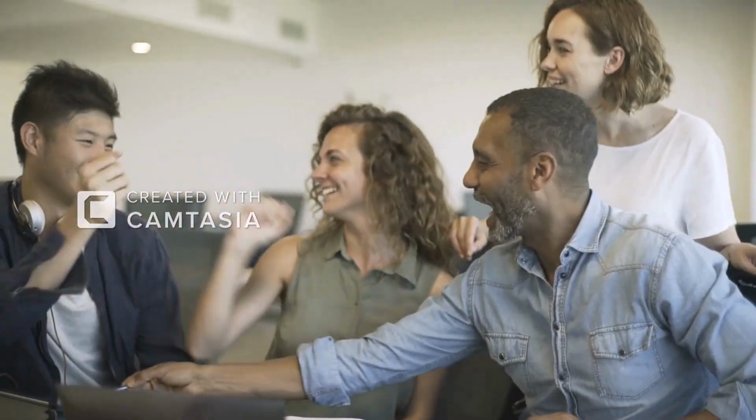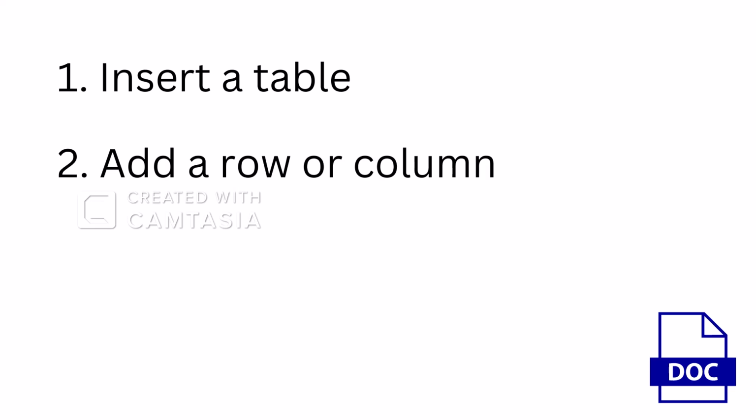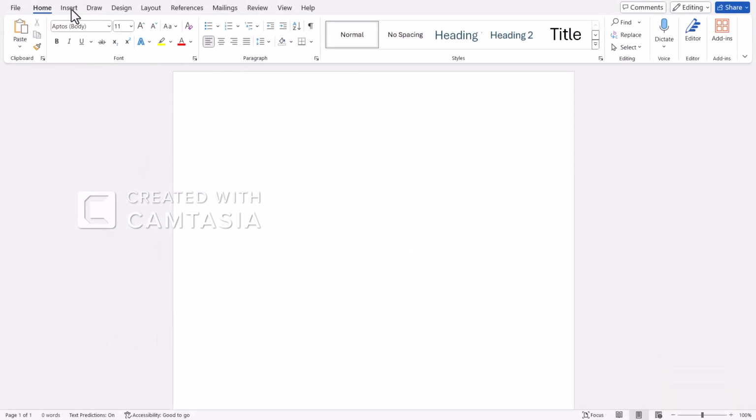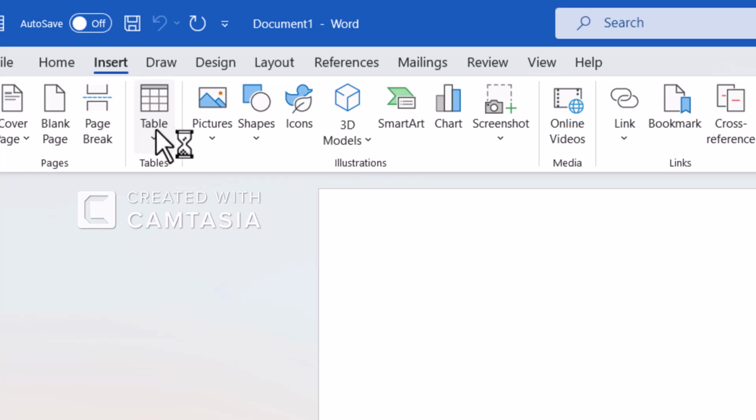This video will cover the following topics: how to insert a table into your Microsoft Word document, add a row or column into the table, delete a row or column from the table, and lastly, format cells by adjusting column width and row height.